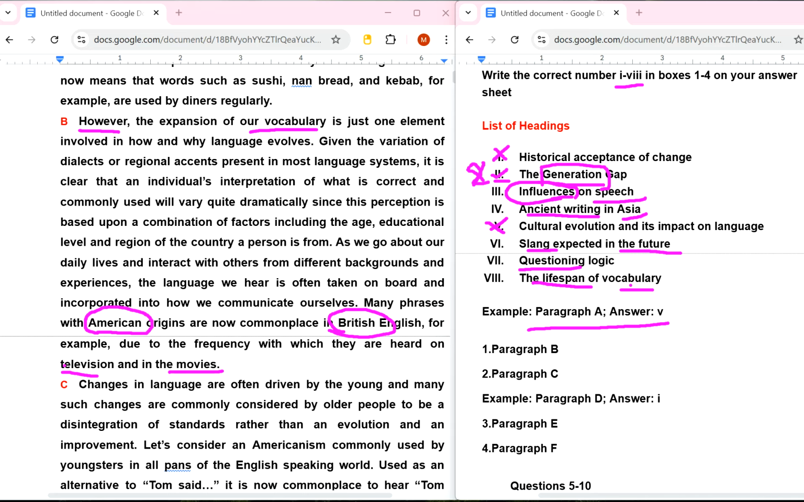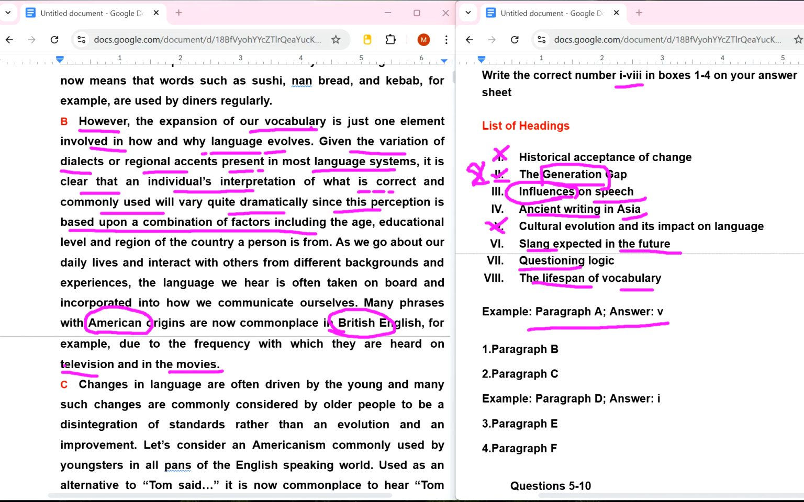However, the expansion of our vocabulary. Now, vocabulary is a word we can match, but only on the basis of keywords you can't get the correct answer. You need to understand a little bit more. The expansion of our vocabulary is just one element involved in how and why language evolves. Given the variation of dialects or regional accents present in most language systems, it is clear that an individual's interpretation of what is correct and commonly used will vary quite dramatically, since this perception is based upon a combination of factors including age, educational level, and so on.